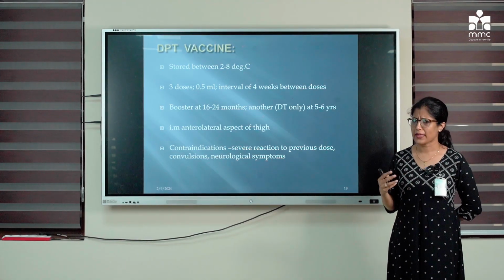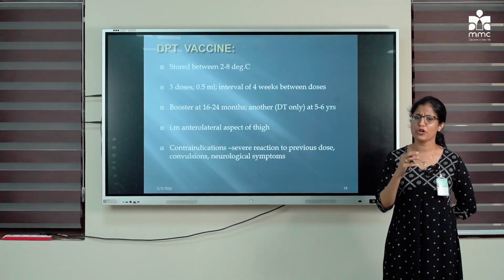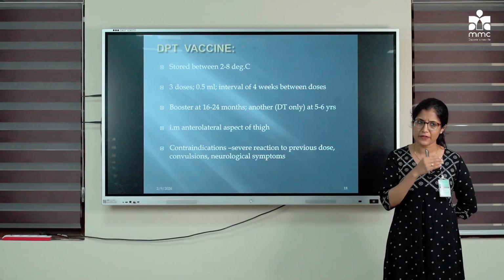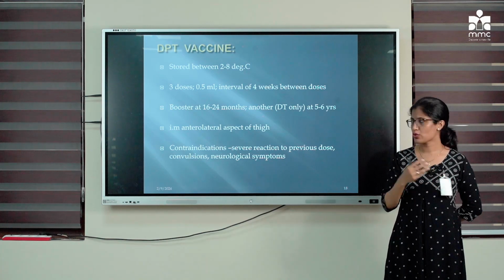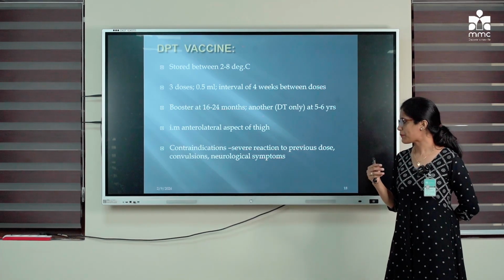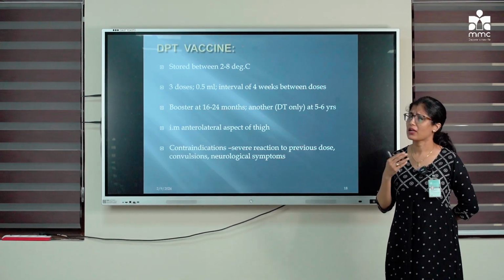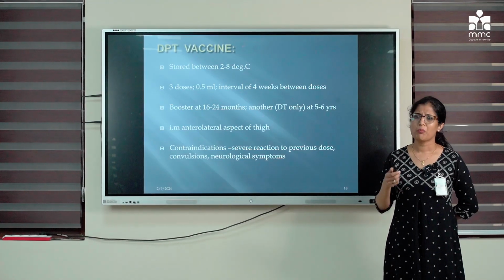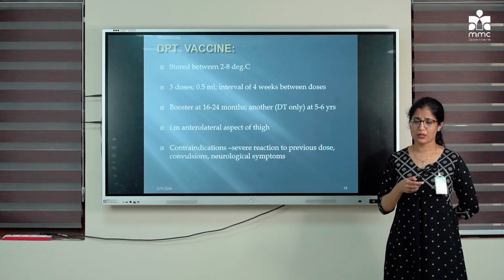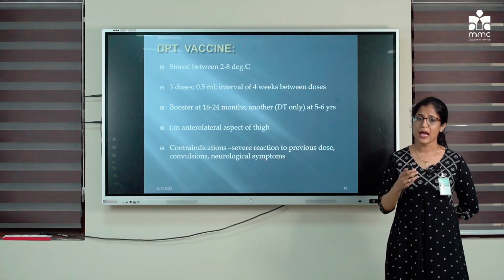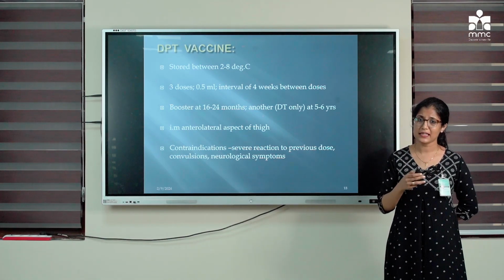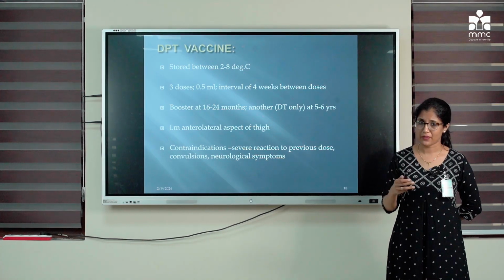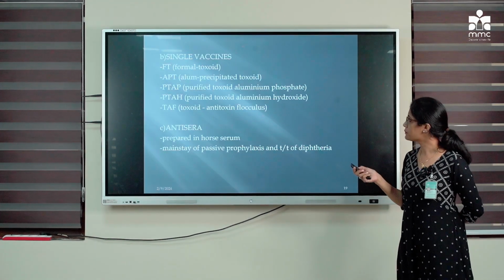And what are the contraindications of this vaccine? So if the patient had a severe adverse event to the previous dose, or any reaction, convulsions or neurological symptoms, the vaccine is contraindicated. But mild fever and localized pain at the site is expected in any pentavalent vaccine or DPT vaccine.